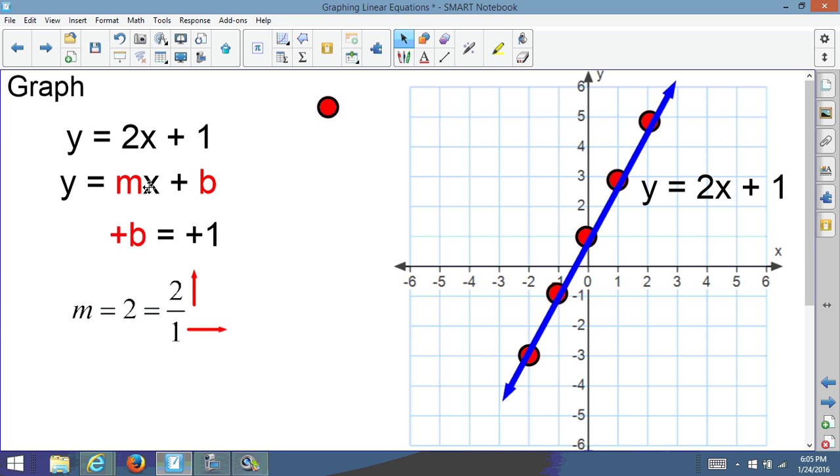So remember, use that formula to identify the slope and the y-intercept. Your slope tells you how many boxes you go up, and if the slope is negative, we would go down and over to the right.